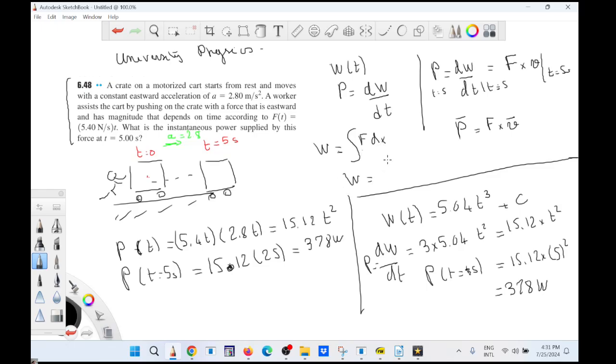So the work done will be, and we do have the force as a function of time here, but dx, it's not great. So we want to get rid of the dx. So what we do, you divide by dt and you multiply by dt. So then it's going to be the integral of 5.4t times the velocity, which is 2.8t, and then dt. So you take the derivative of that, and you're going to get to here.